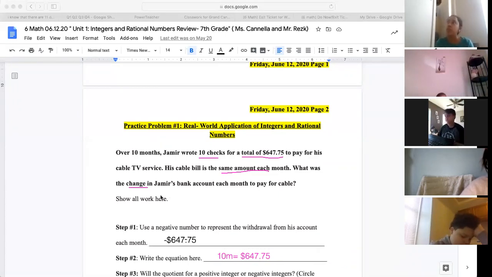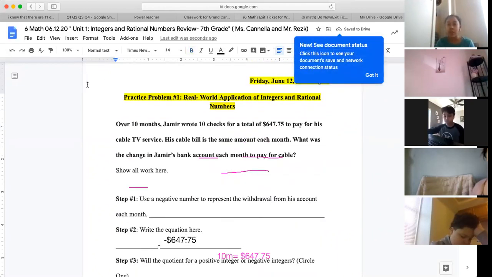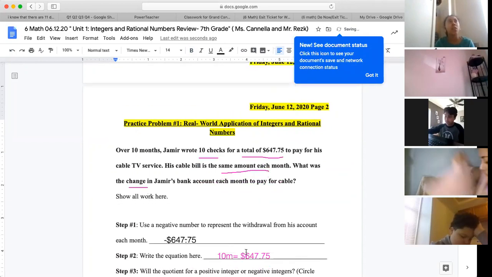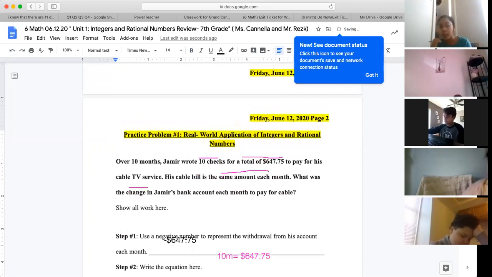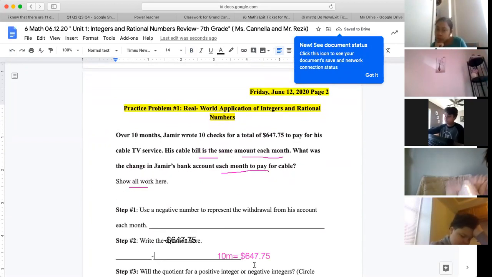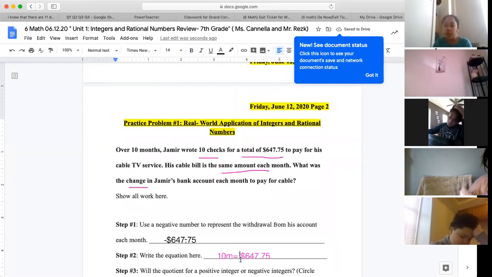Why is it 10m? It's because there are 10 checks. We've got to figure out 10 times what is equal to $647.75. Actually, it shouldn't be that. I goofed. It should actually be negative. Oh, wait. How do I undo that? It should be in front of the dollar sign. It should be negative $647.75.